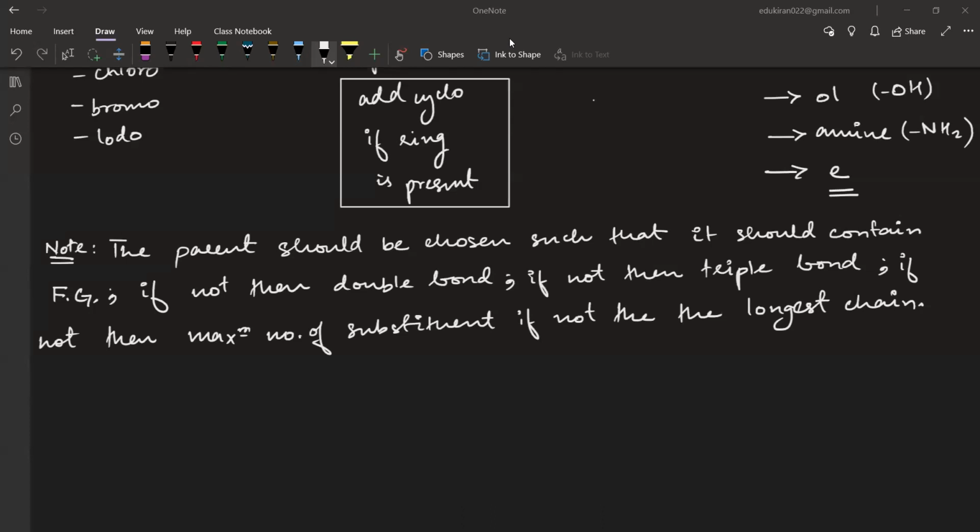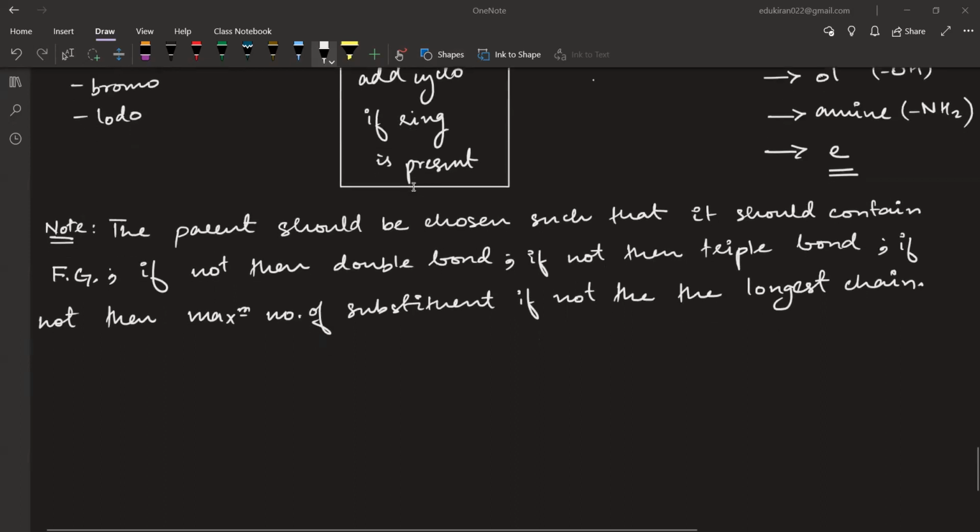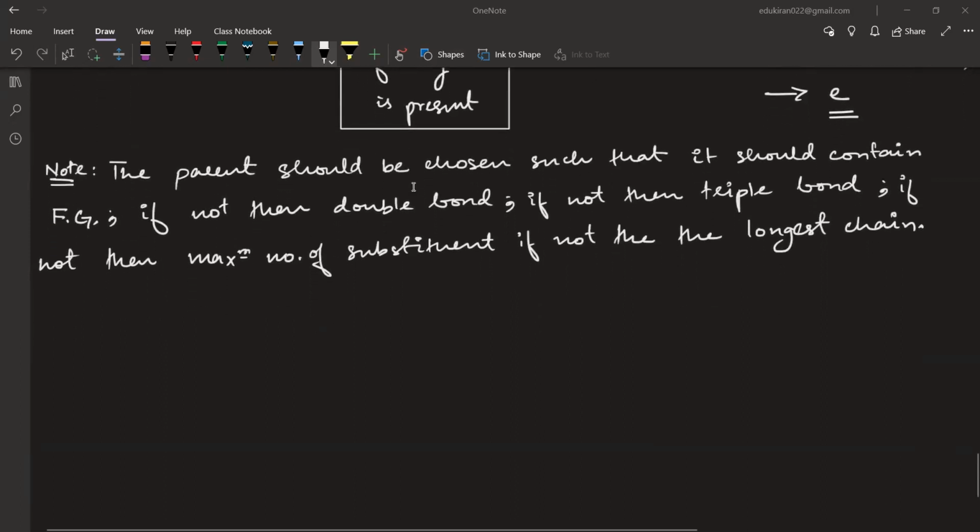कृष्णा एंड अक्षय, समझ में आया कि नहीं आया ये नोट? Yes, sir. Now, first we will choose such a parent which is containing the functional group. If there is no functional group, then we will choose a parent containing a double bond. If there is no double bond, then a parent having a triple bond. If that is also not present, then we will look at the maximum number of substituents attached to the parent. If that is also not present, then we will choose the longest chain. Longest chain आखिरी में आता है बिल्कुल.